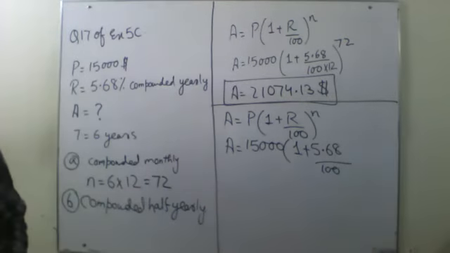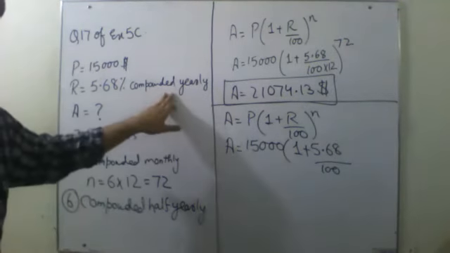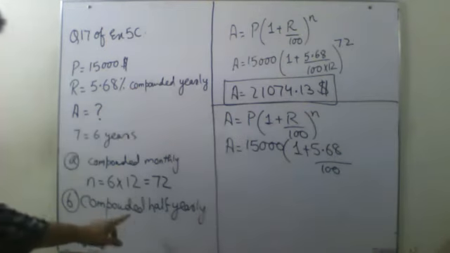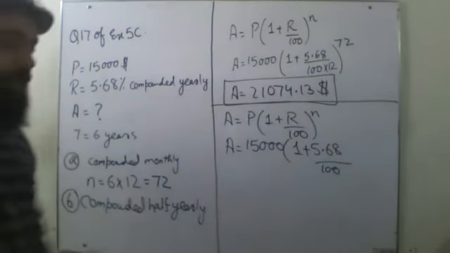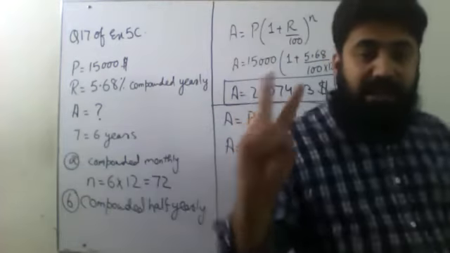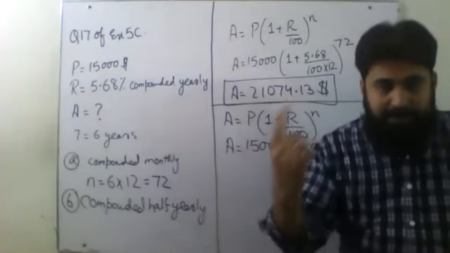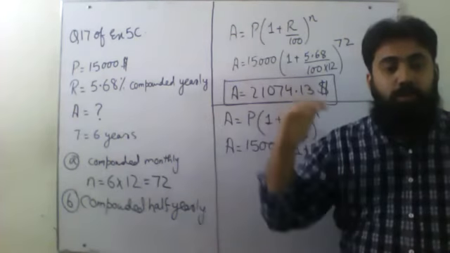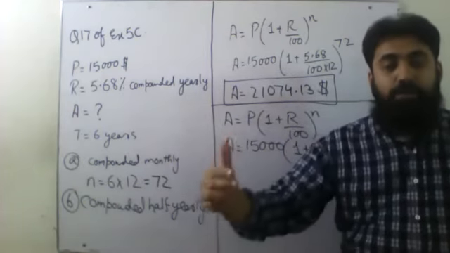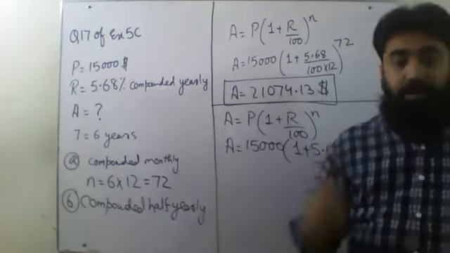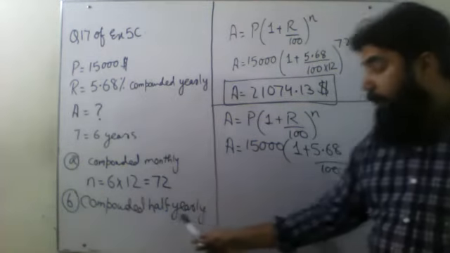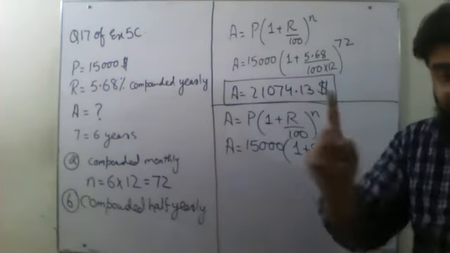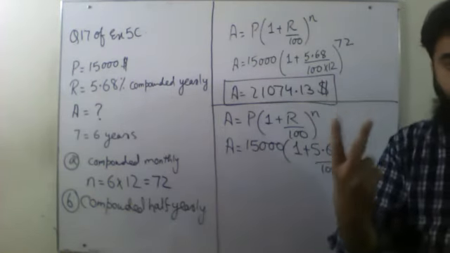Now, the important thing. The rate is given on a yearly basis, but it is compounded half yearly. So in a single year, there are two half years: first, from January to the end of June, and then June to the end of December. So when they are saying compounded half yearly, what does it mean? It means your single year is divided into two equal parts.